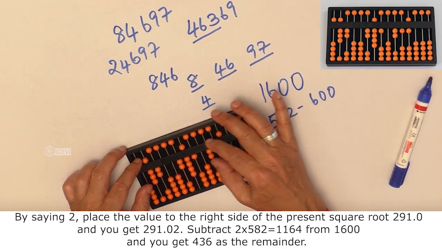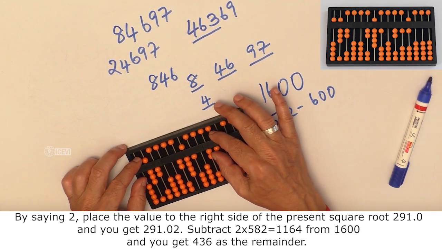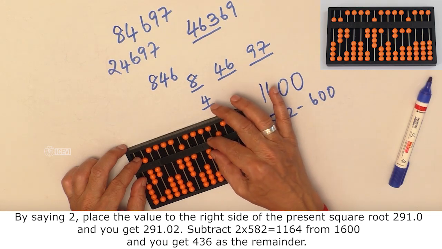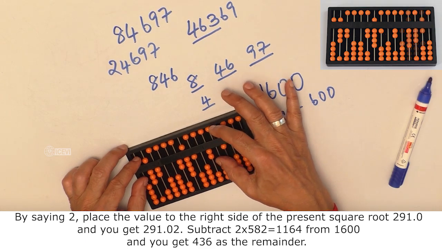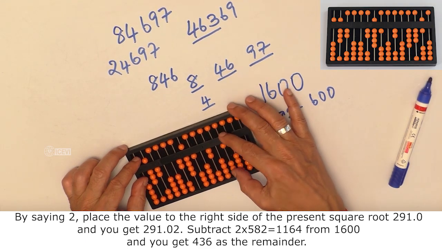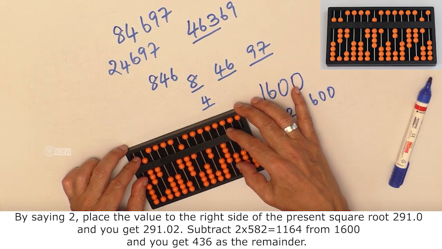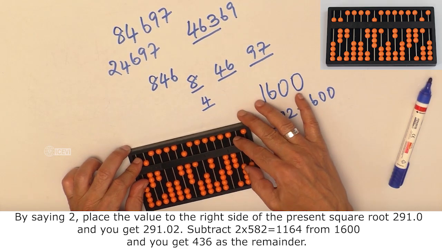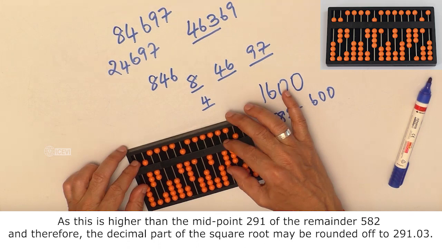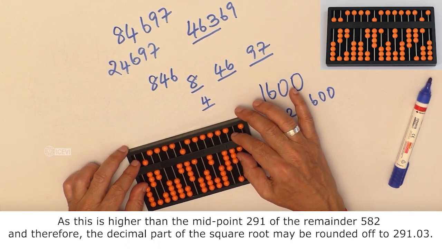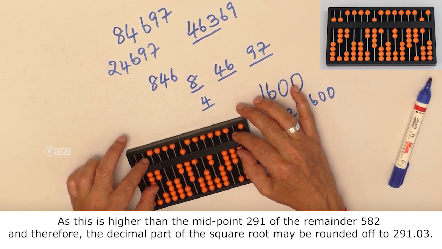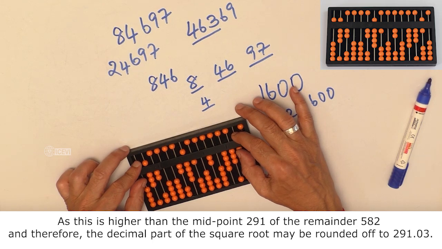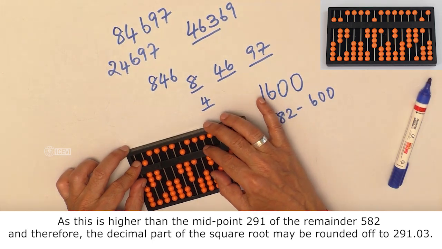Now subtract 2 multiplied by 582, which is 1164, and this is subtracted from the 1600 and you get 436 as the remainder. As this is higher than the midpoint 291 of the divisor 582, the decimal part of the square root may be rounded off to 291.03.